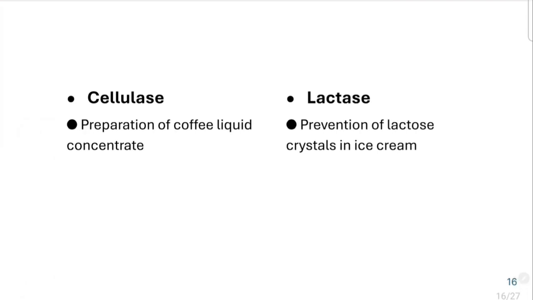Cellulase, used in the preparation of coffee liquid concentrate. So it usually lyses the cellulose of the cell in the plant. Then lactase, it prevents lactose crystals in ice cream, and usually it converts lactose to glucose and galactose.